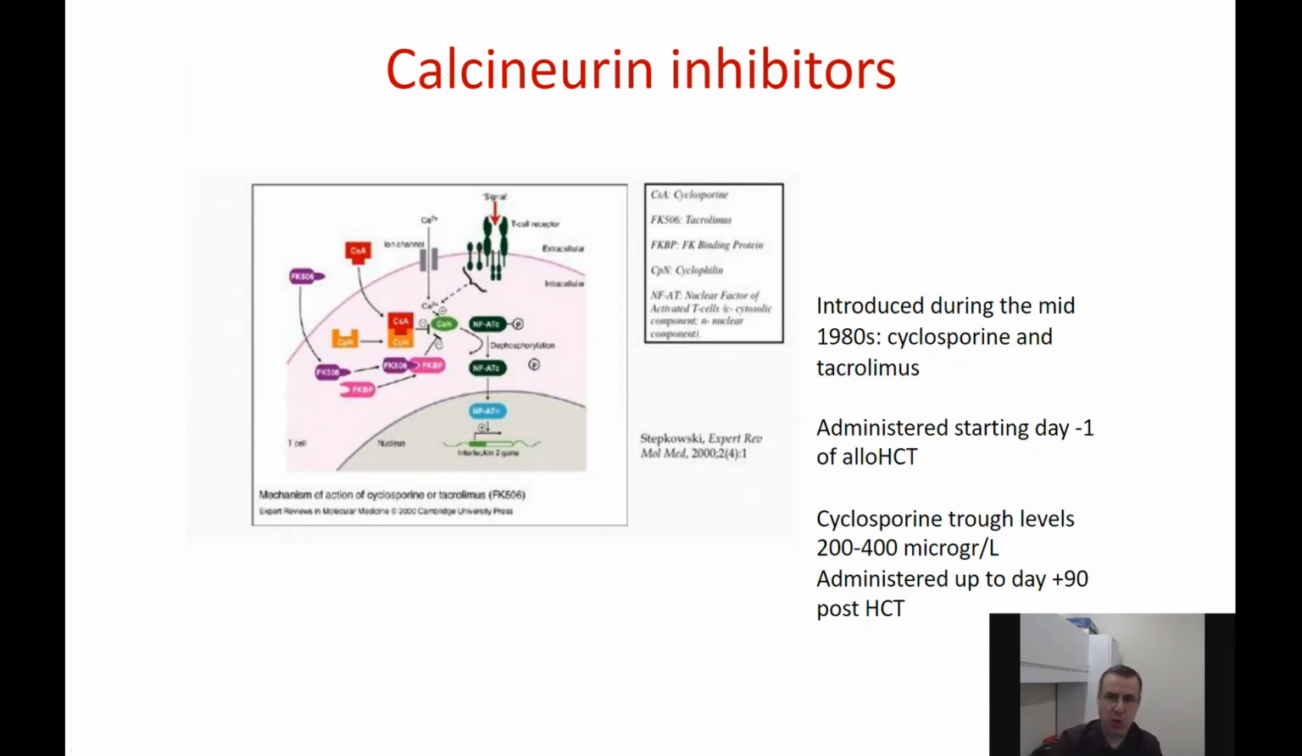Calcineurin inhibitors such as cyclosporin are a cornerstone in the protection against graft-versus-host disease. They were introduced into our practice in the mid-1980s and were basically a game changer, as up until then, GVHD was a very significant cause of very high grade graft-versus-host disease and mortality. Calcineurin inhibitors are administered from day -1 of transplant. That's 1 day before the stem cell infusion. And for the most part, they are used for prophylaxis up to around 3 months after the transplant.